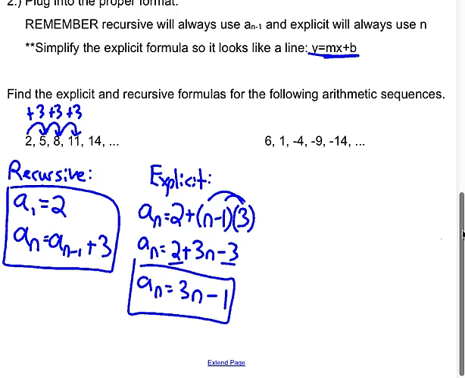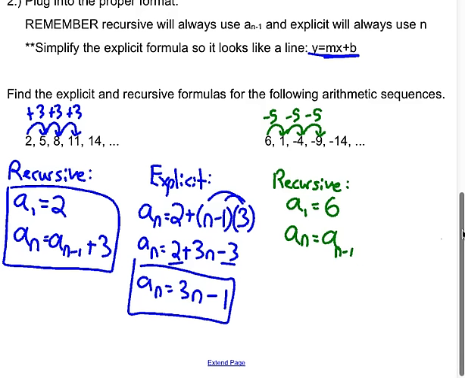So let's talk about our next example. For a recursive definition, I need that first term. I need my starting point. So I'm starting at 6. And now, what am I doing to go from term to term? Well, in this case, I'm subtracting 5. I'm getting smaller as I go. So because I'm subtracting 5 to go from term to term, that's all I have to put. To get to my next term, I take the previous term, and I'm subtracting 5 from it. Okay, so that is my recursive definition. Give me that starting value, and then tell me I'm taking my previous term, and I'm subtracting 5 from it.